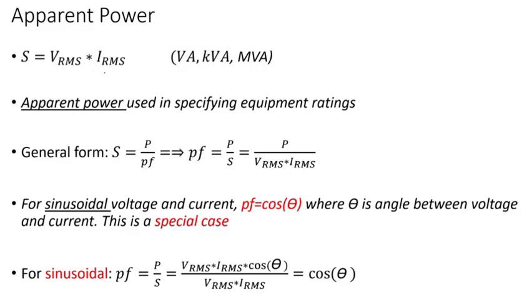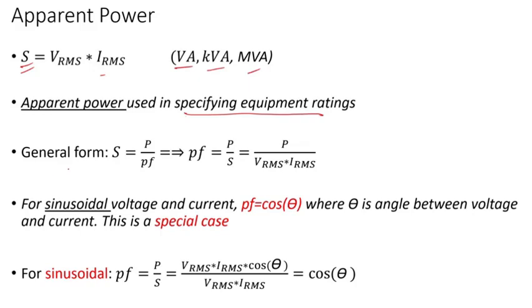So apparent power, if we're talking just magnitude, S is V RMS times I RMS, and that's in VA, volt-ampere, or kVA, MVA. Apparent power is what you use to specify equipment ratings. We don't use watts, with some exceptions, but typically S is what gives you the total current.